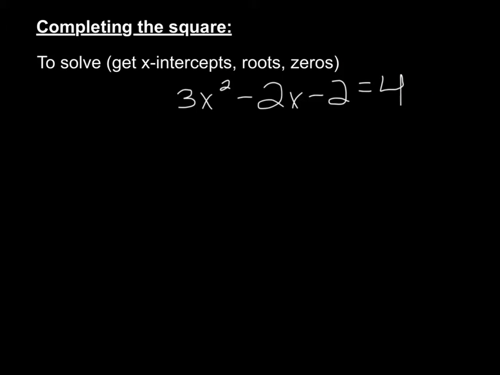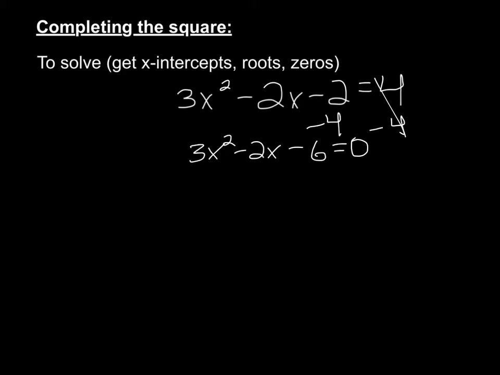Our first step in completing the square, when you have an a term that's not exactly equal to 1, you're going to need to divide everything by that number. Let's first get it into standard form. So subtract the 4 over to the other side so that it's 3x squared minus 2x. And then negative 2 minus 4 is going to give us a negative 6.